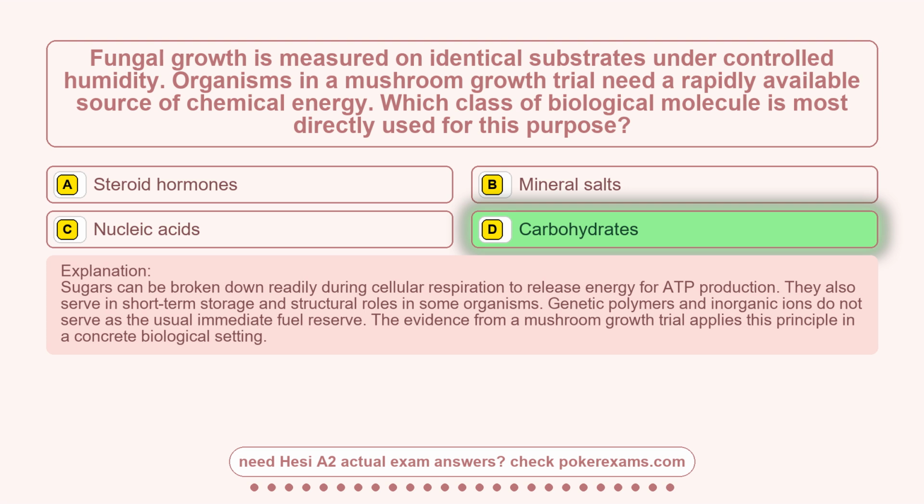Sugars can be broken down readily during cellular respiration to release energy for ADP production. They also serve in short-term storage and structural roles in some organisms. Genetic polymers and inorganic ions do not serve as the usual immediate fuel reserve. The evidence from a mushroom growth trial applies this principle in a concrete biological setting.